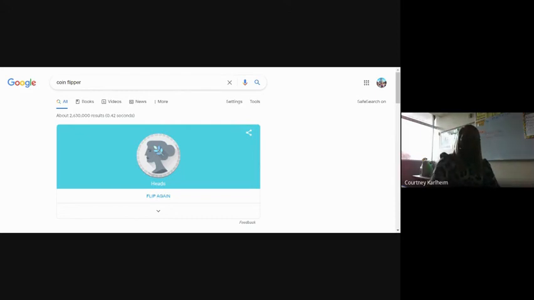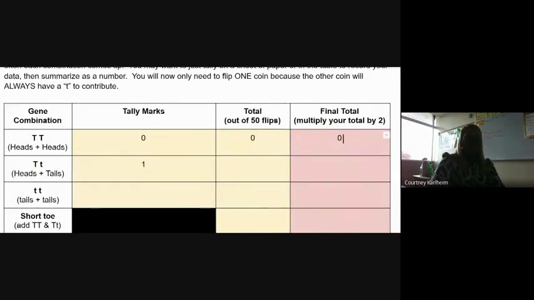So this one, technically, you should get 0. You should be able to fill this in right away. There's no possible way for you to get 2 uppercase T's. So you can literally just fill in 0 because we figured that out. Oh, sorry, Irma, I keep forgetting to fill it in. But I was telling you that the mom always gives the lowercase t. So it says it right here. We only need to flip one coin because the other coin will always have the lowercase t to contribute.